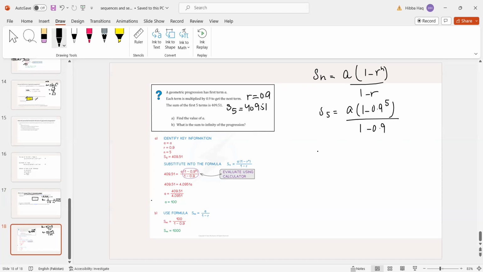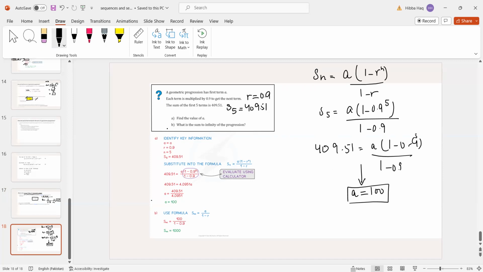The sum of 5 terms is 409.51, which equals A times 1 minus 0.9 raised to the power of 5. This 5 only applies to R, remember, not to 1. Divided by 1 minus 0.9. So you just take this to the other side, apply basic algebra, and you're finally going to get the final answer for A as 100. So the first term for this sequence is 100.